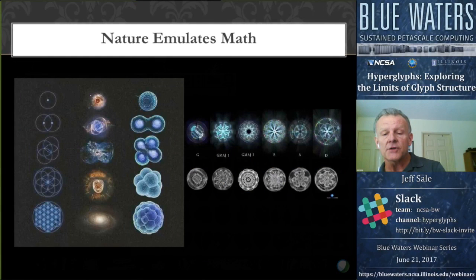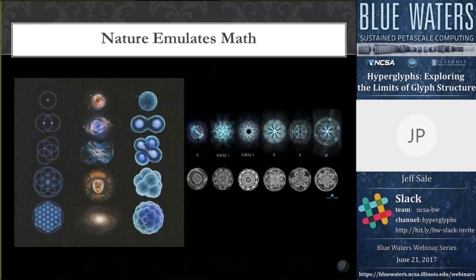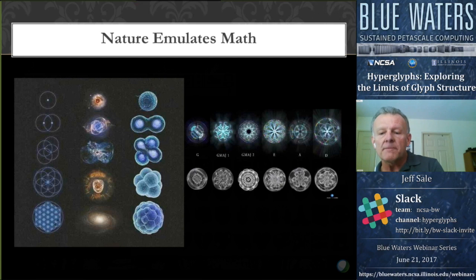And I included these as well just to sort of stimulate some thought. Nature in many ways can emulate math. The images on the left are three different modes of information. On the far left are sacred geometries, in the middle are astronomical images, and on the right are biological cell-like structures. And then on the far right are other types of biological organisms.